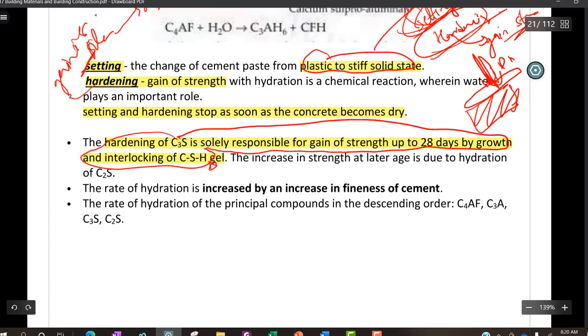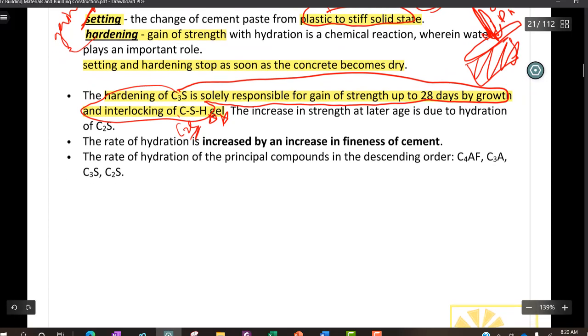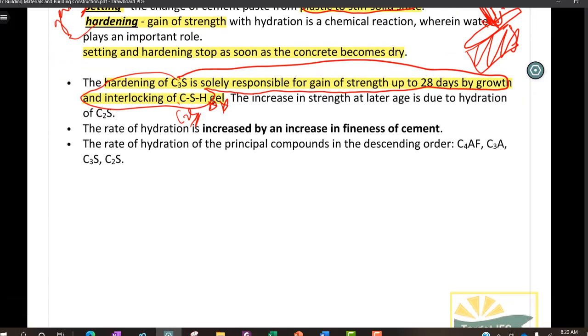हमेशा याद रख लो. And long term strength क्यों है? Long term strength is because of C2S. C3S initial strength at 28 days. जो भी crushing strength आपको आ रहा है 28 days पे. For OPC 33 grade, what is the crushing strength? 33 MPa. Why we are getting 33 MPa? Because of C3S only. I hope it is very clear, right? And this is a very important bit.